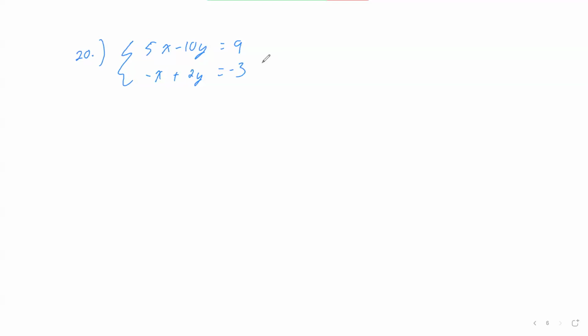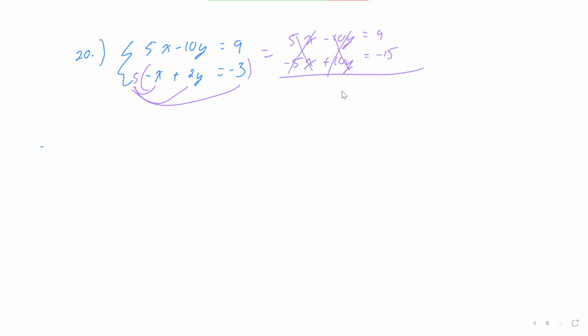I see now. All right, so looking at this, I can go, man, if I just had this one as a negative 5, I would be able to eliminate. But again, if I do it to this one, I have to do it to the entire equation. So I get 5x minus 10y equals 9, and then negative 5x plus 10y equals negative 15. This will eliminate. And so I get 0 equals 9 minus 15, which is negative 6. This is an untrue statement. So when you get an untrue statement, this would be a no solution.